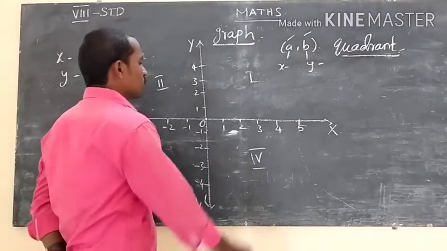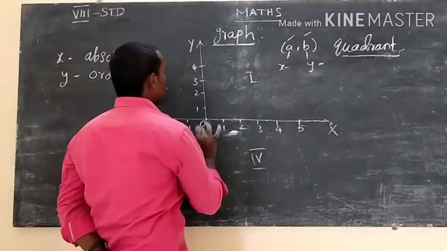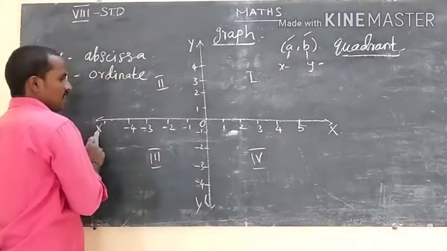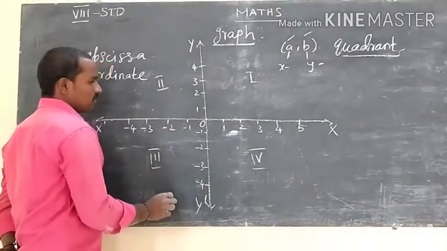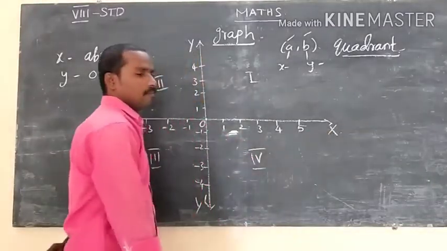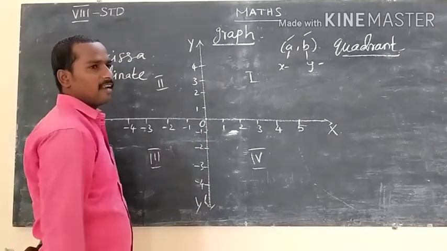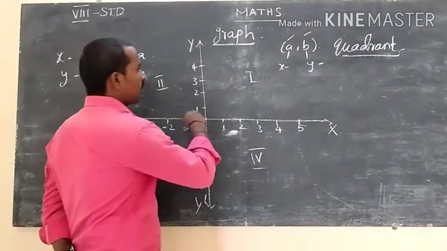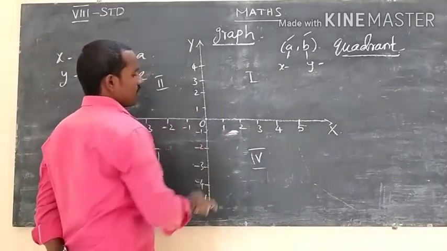The first quadrant region is XOY. The second quadrant region is YOX dash. The third quadrant region is X dash OY dash. The fourth quadrant region is Y dash OX. These are the regions. The coordinate axes divide the graph into four regions called quadrants, and the quadrants are named in anti-clockwise direction.